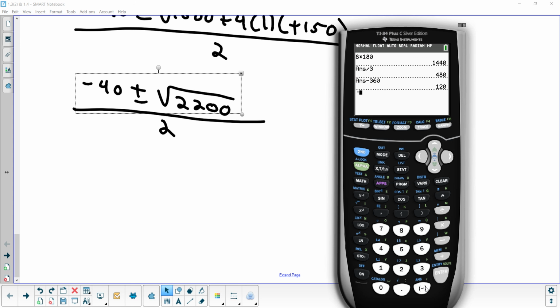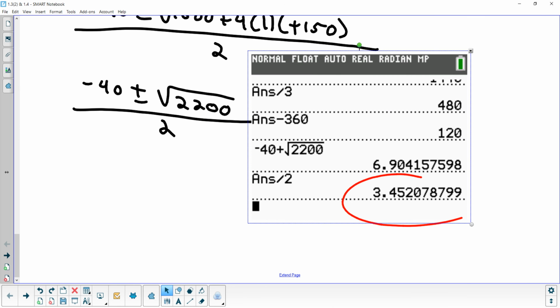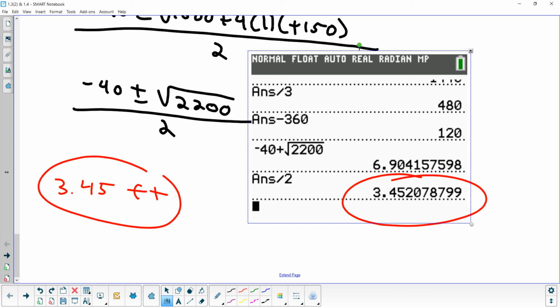So let's do negative 40 plus the square root of 2,200. That's just the numerator. Divided by 2. And that is the width of the sidewalk. We'll round it to 2 decimals, 3.45 feet. Okay. And that's an example of solving a quadratic using the quadratic formula.